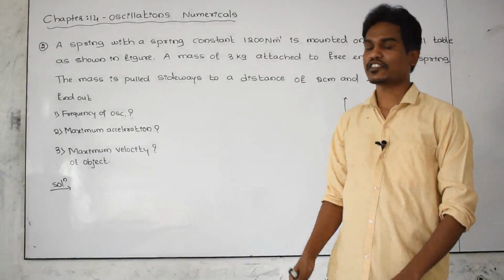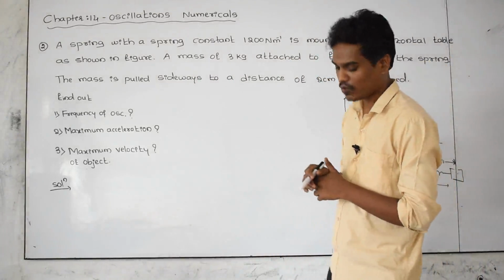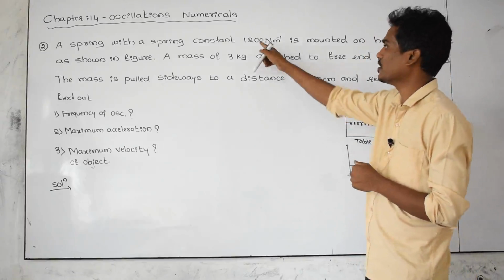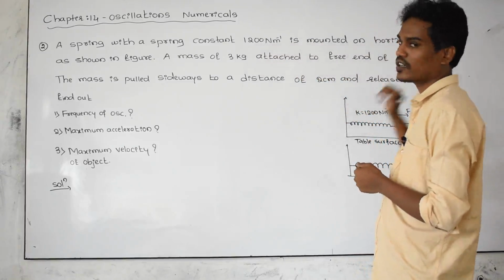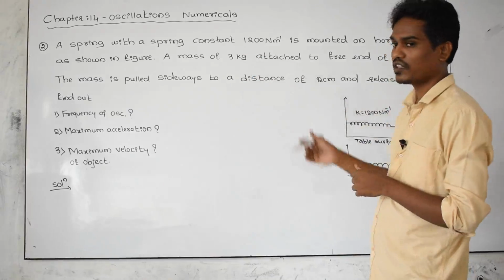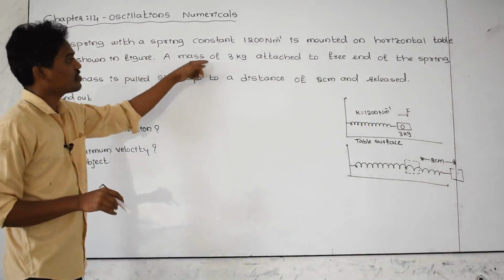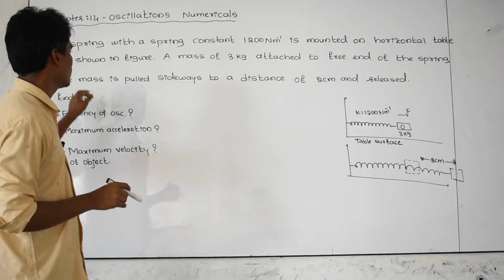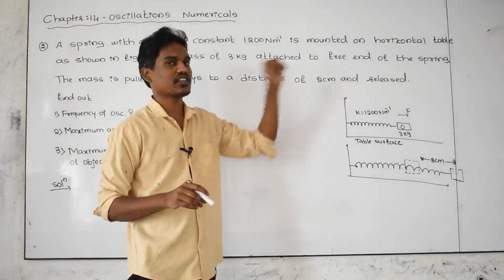And go to exercise number next, that is second. Read the question first, what he has given. A spring with a spring constant 1200 Newton per meter is mounted on a horizontal table as shown in the figure. And next, a mass of 3 kg is attached to the free end of the spring. The mass is pulled sideways to a distance of 2 cm and released.